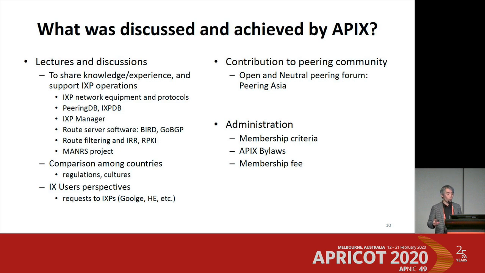These days, RPKI is a hot topic for us. Of course, we also compared regulations about IXPs and peering, and cultures, country by country. Sometimes we invite users of the IXPs, like Google and Hurricane, to give advice and proposals. Another contribution to the peering community is Peering Asia, which you almost all know. Peering Asia is operated as the Peering Asia working group under the APIX.